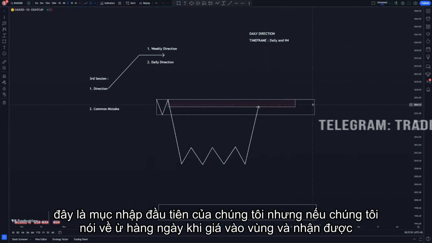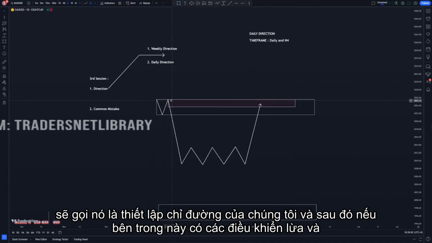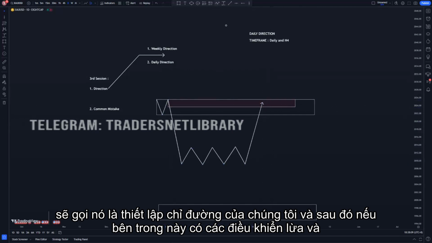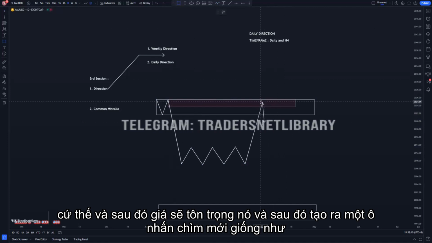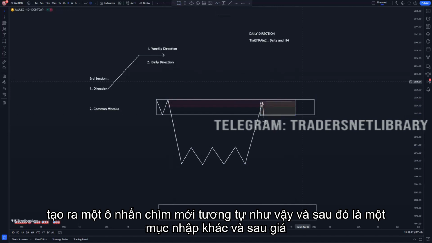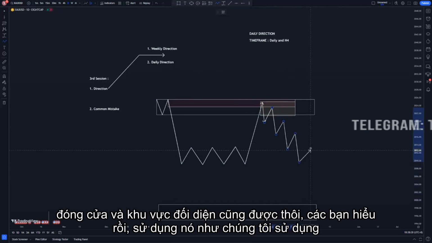But if we talk about daily, when the price gets into the zone and gets into our H4 sell zone, we are not going to call it our first entry, but we're going to call it our direction setup. And then if inside of this there are trade controls and so on, and the price respects it and creates a new engulfing sell, something like that, and then another entry. And after the price creates an EF, the price is going to move down to our opposite zone, but depends on the candle closing and the opposite zone as well. All right, get it?